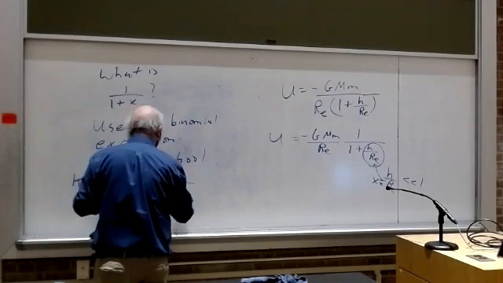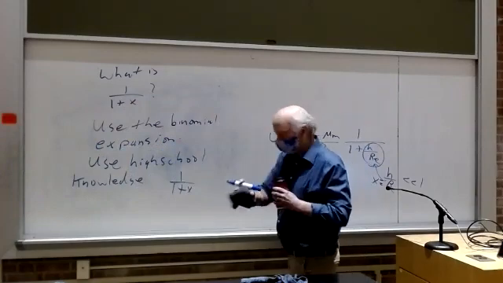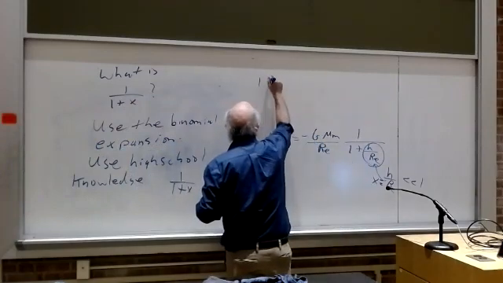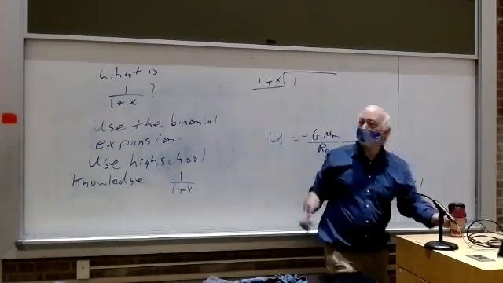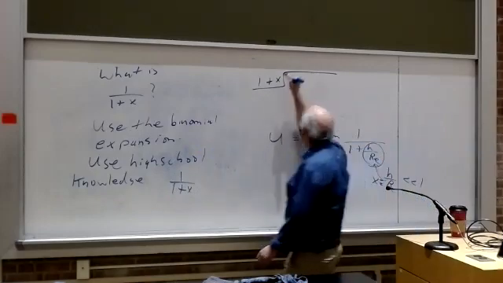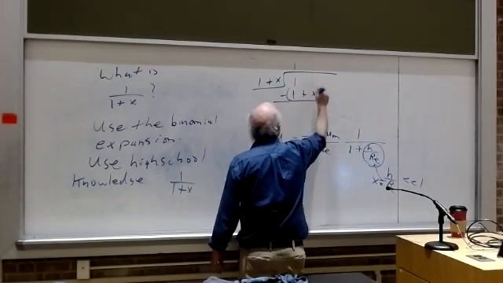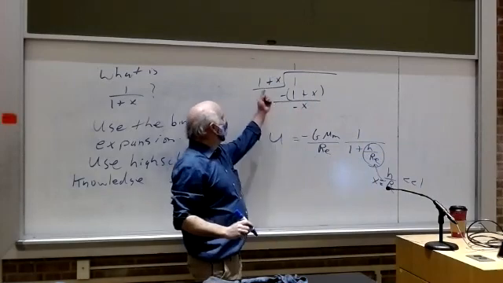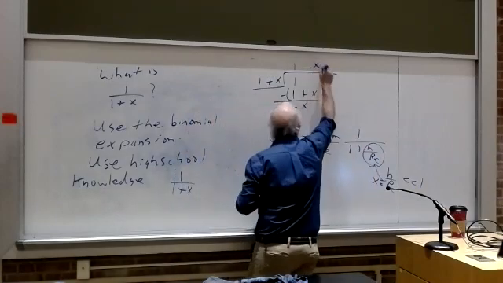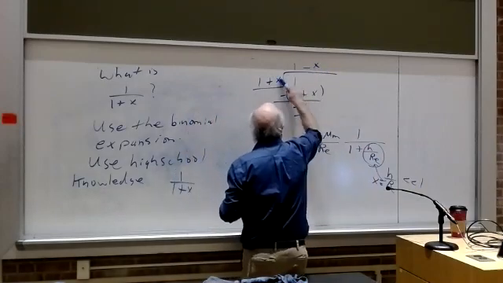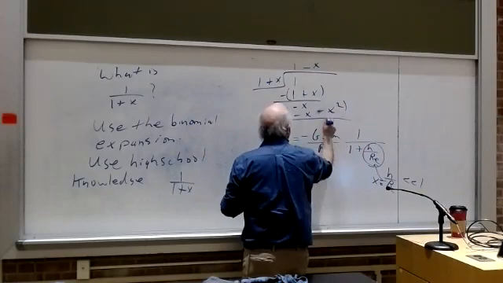So if you had 1 over 1 plus x, what would you do in high school? You'd do the following. You'd say, this is the same thing as 1 plus x, and you divide 1 into this. How do you do that in high school? 1 goes into here, 1 times. 1 times 1 is 1, plus 1 times x is x. You subtract these two, and this gives minus x. How many times does 1 go into minus x? Minus x times. So minus x times 1 is minus x. Minus x times x is minus x squared. And take the difference again. This is now x squared.